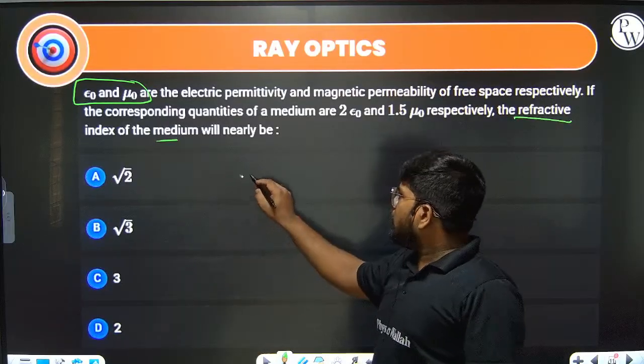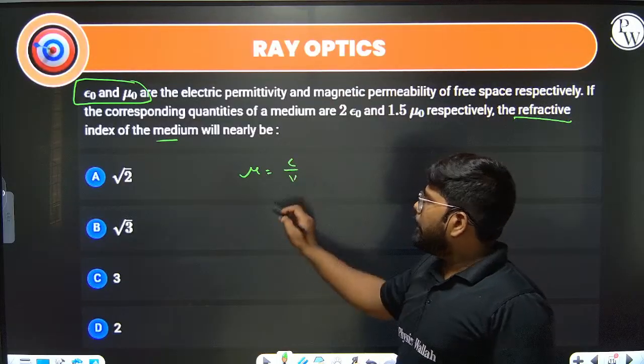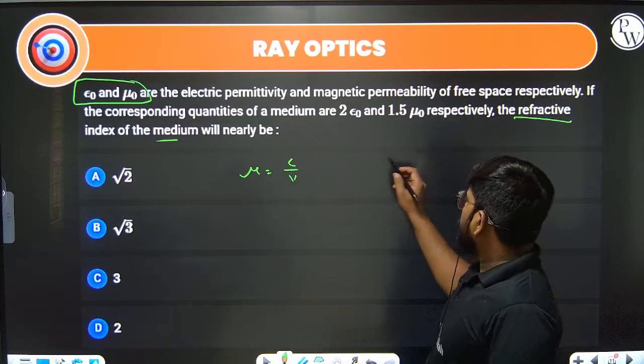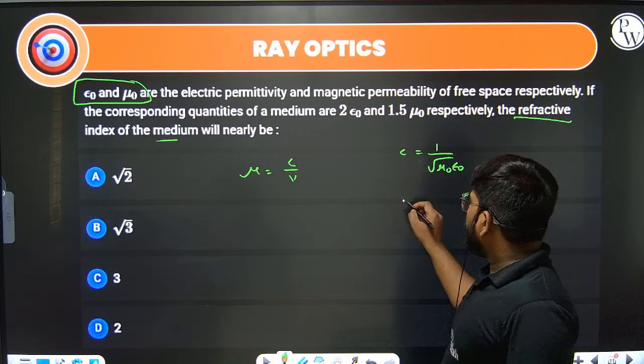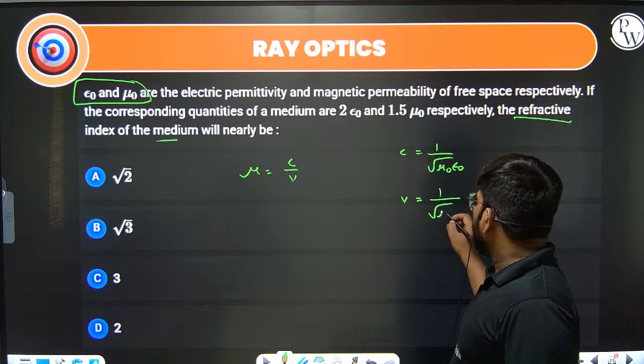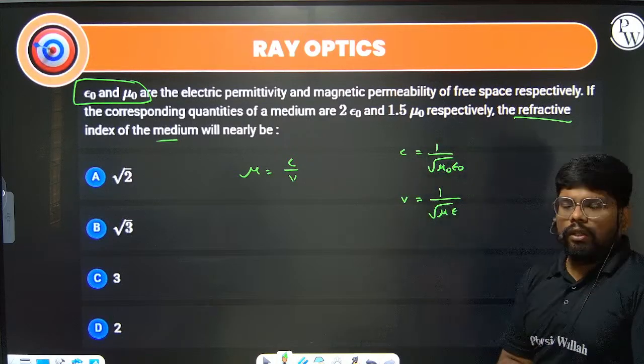How to find refractive index? Normally it is c by v, right? And c itself is 1 by root of mu naught epsilon naught, and v is equal to 1 by root of mu epsilon. These are the formulas individually.